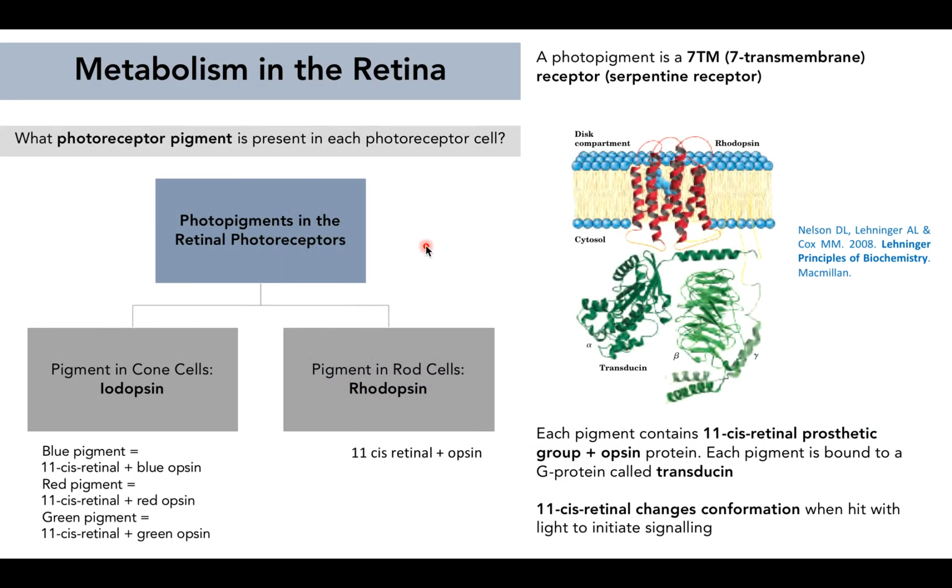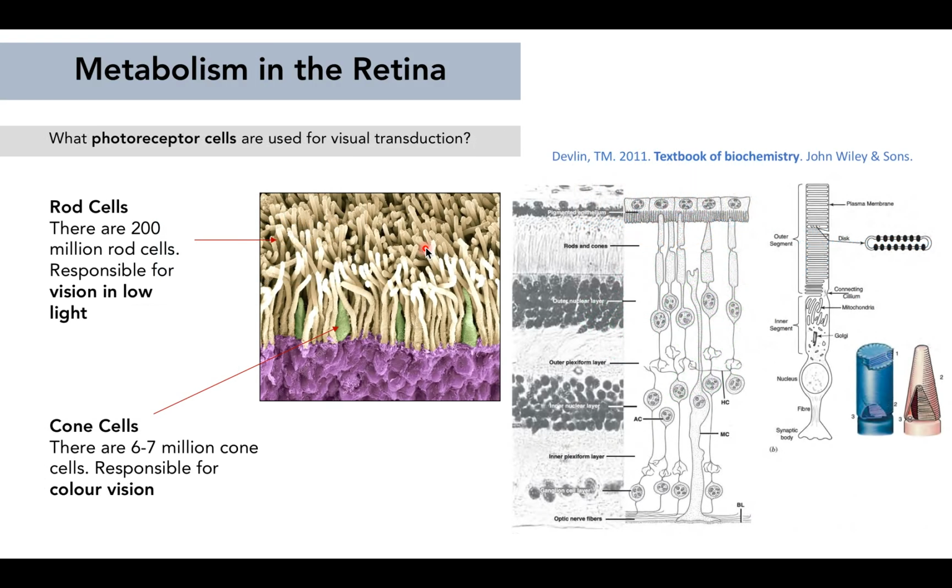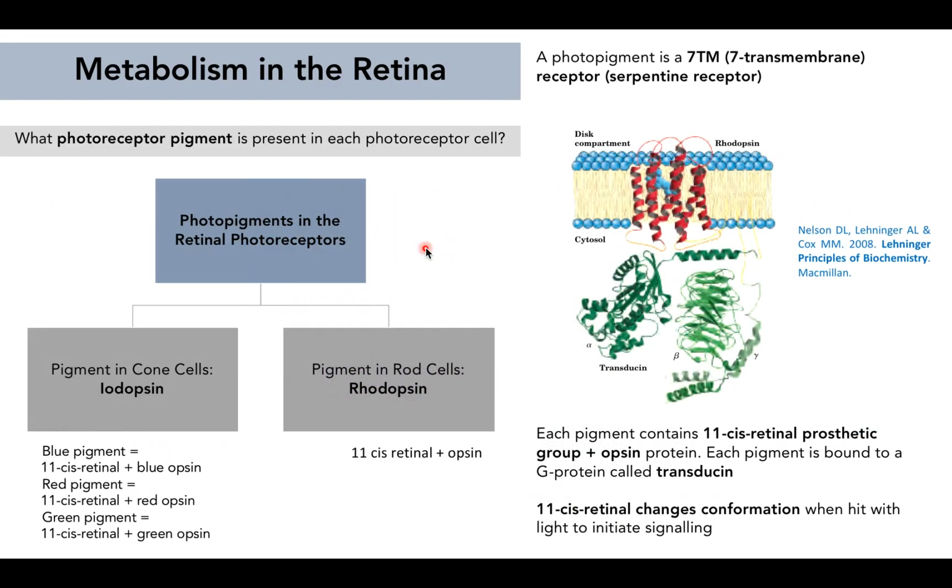Now, inside these rod and cone cells, we have photopigments, and these are the ones that are going to convert the physical light, photons, into a biochemical reaction. So we may ask, what exactly is a photoreceptor pigment? A photopigment is basically just a 7-transmembrane receptor, or a serpentine receptor.